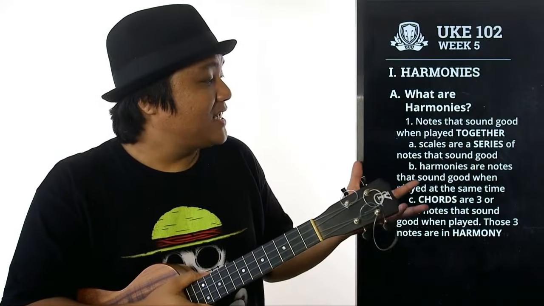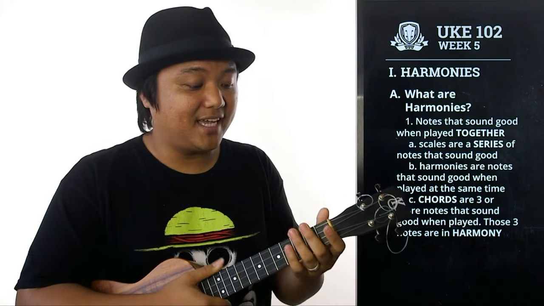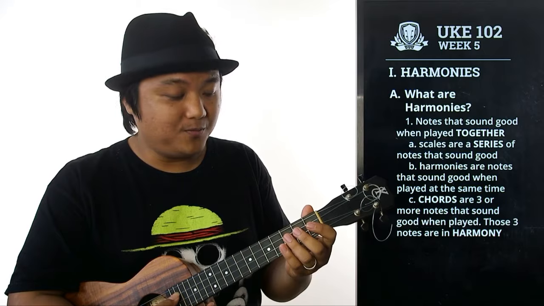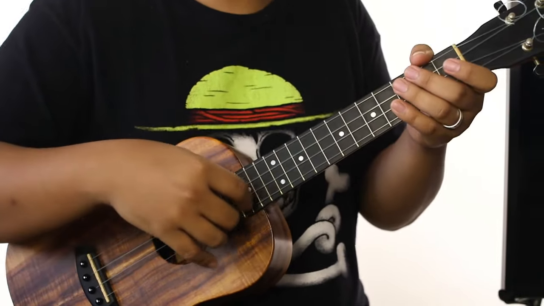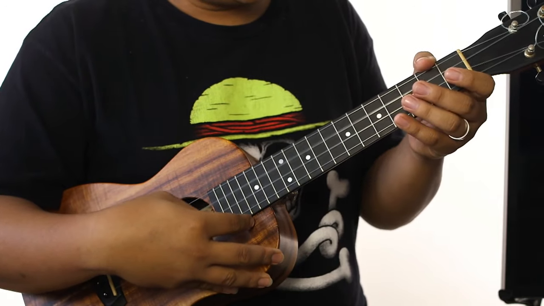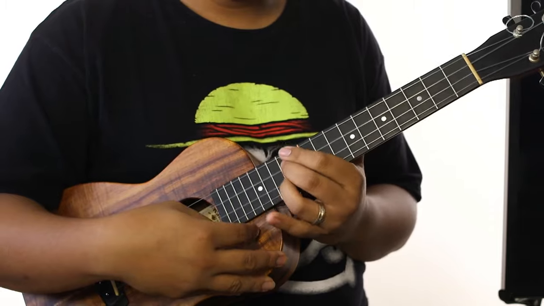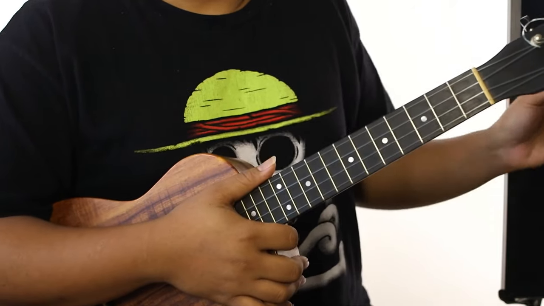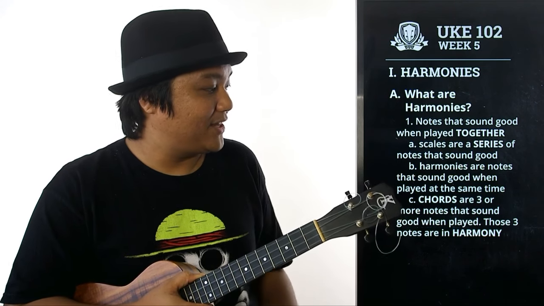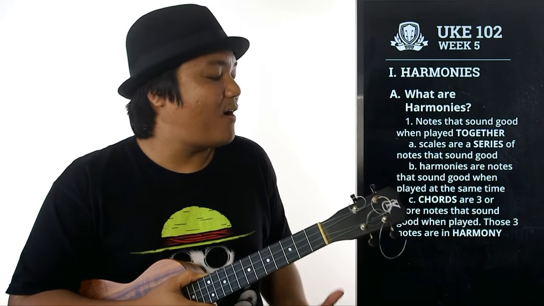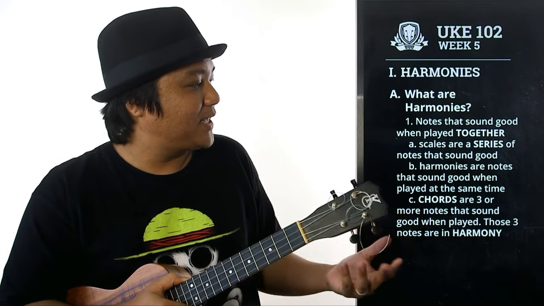All right, next. Harmonies are notes that sound good when played at the same time. So just like I did, instead of playing one note, I played several notes at the same time. Well, I played two notes. Okay, and chords are three or more notes that sound good when played together. Those three notes are in harmony. So let's go back a little bit. Harmonies are notes that sound good when played at the same time.